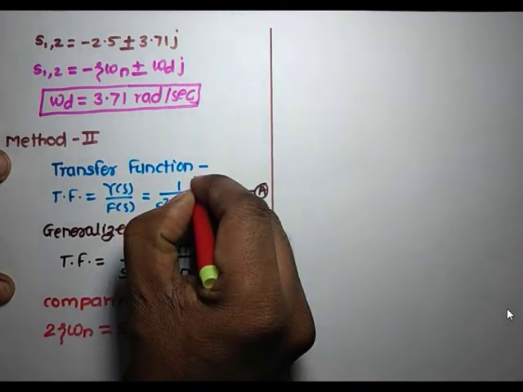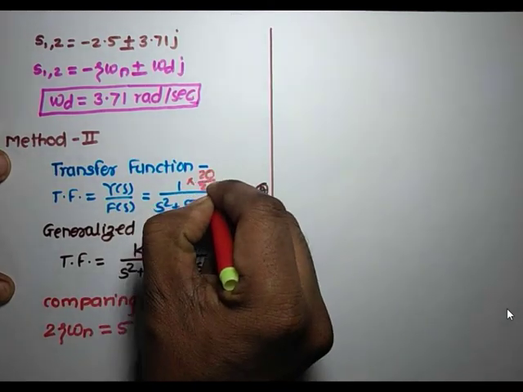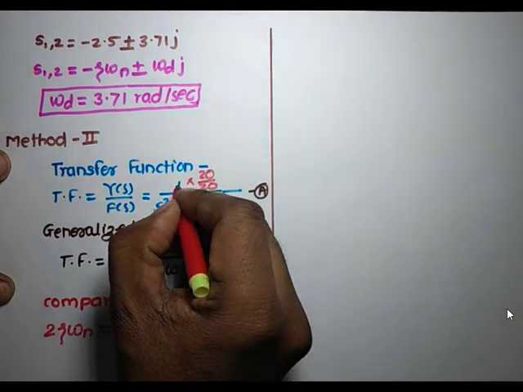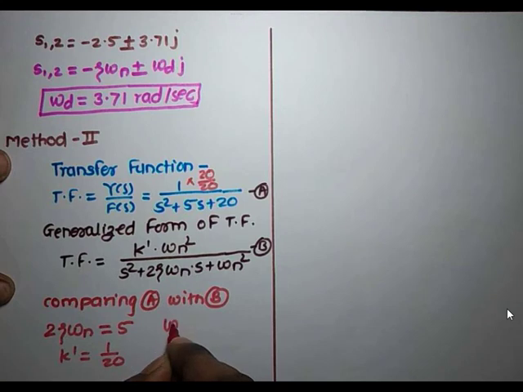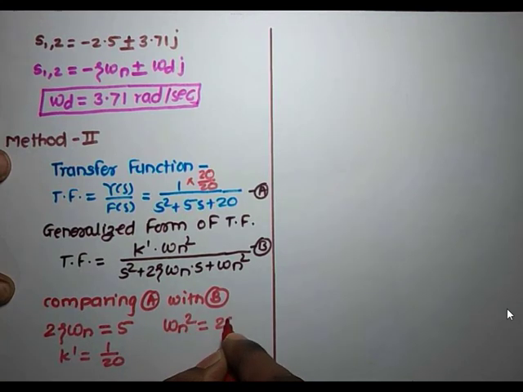I will just do this modification here itself so that you can compare this. What I'll do here, I'll just multiply and divide by 20. Then the constant k dash will be equal to 1 upon 20, right? And omega n square will be equal to 20. So by comparing equations A and B, you will get these parameters. Right now k dash, we are not much concerned about because we had to determine the damped natural frequency and damping factor. So for that we are going to use this relation.